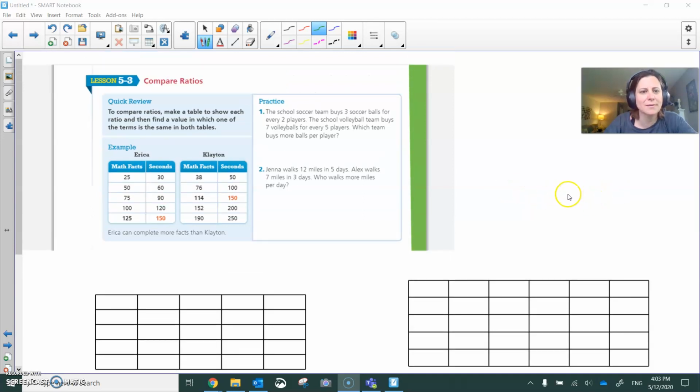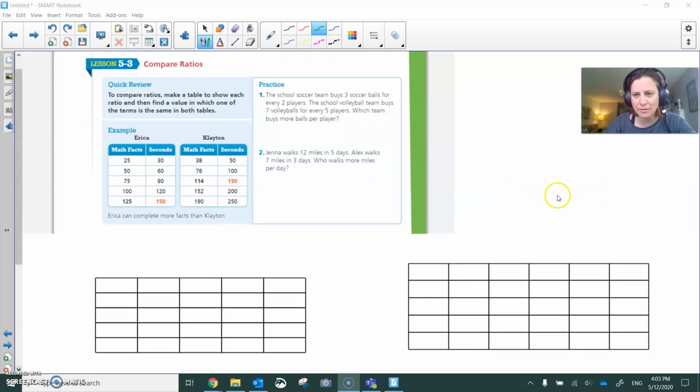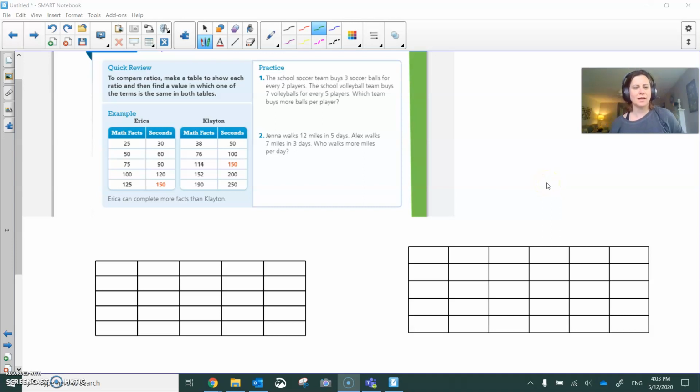Math 6, Topic 5, Lesson 3 review. I am going to solve this with you the way the book told you to. We're not going to do anything fancy. I'm going to do one way in a vertical table, kind of like the example looks, and the other way in a horizontal table, which we saw in the book itself.